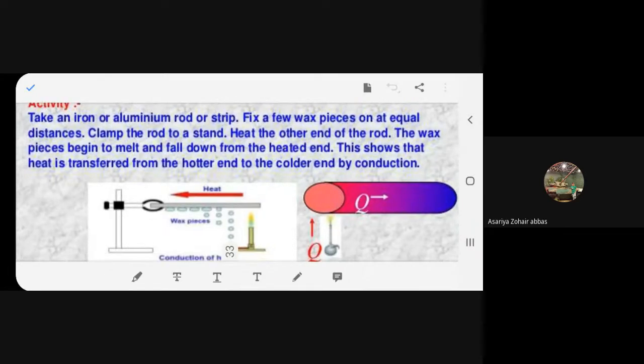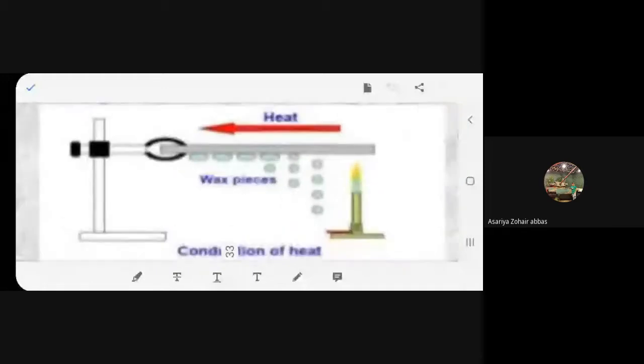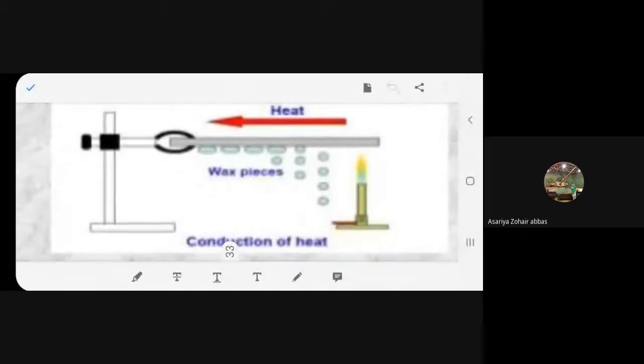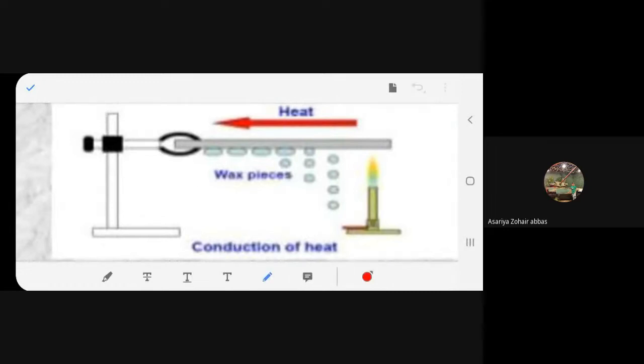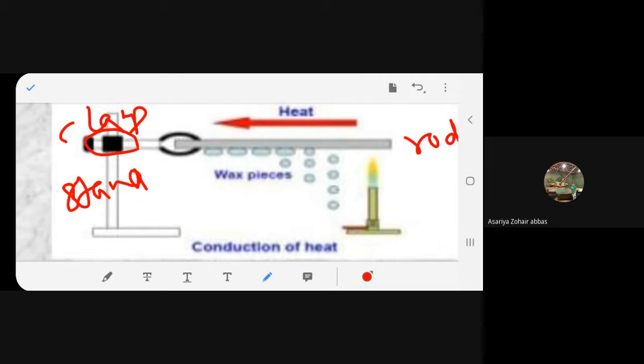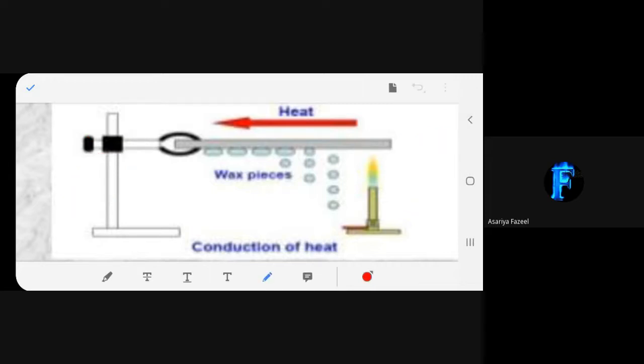Now we see over here, this is a stand, this is a clamp, and this is a rod. Right, beta? Yes or no? All of you understood? Next. These are the wax pieces. Can you see this? These are the wax pieces. Right, beta? These are the wax pieces.